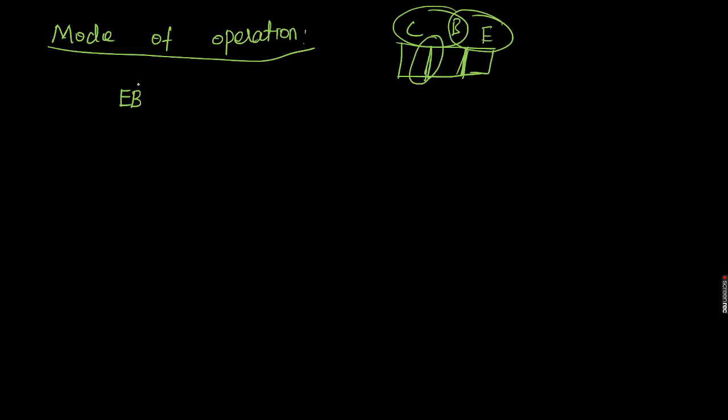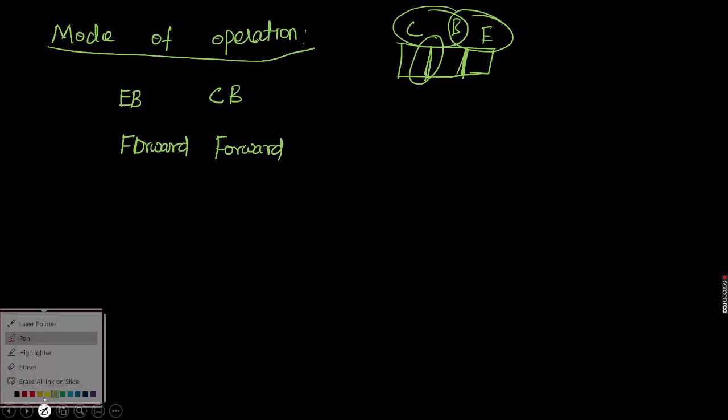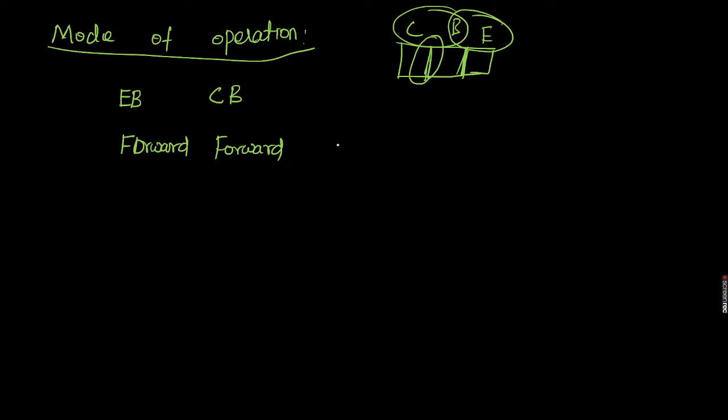When we go with the emitter base junction and collector base junction, let me say the emitter base junction is in forward bias, sir, and the collector base junction is also in forward bias. Then what will the transistor act as? The transistor will simply act as a switch. True sir, when both are in forward bias. The switch will be in on state.